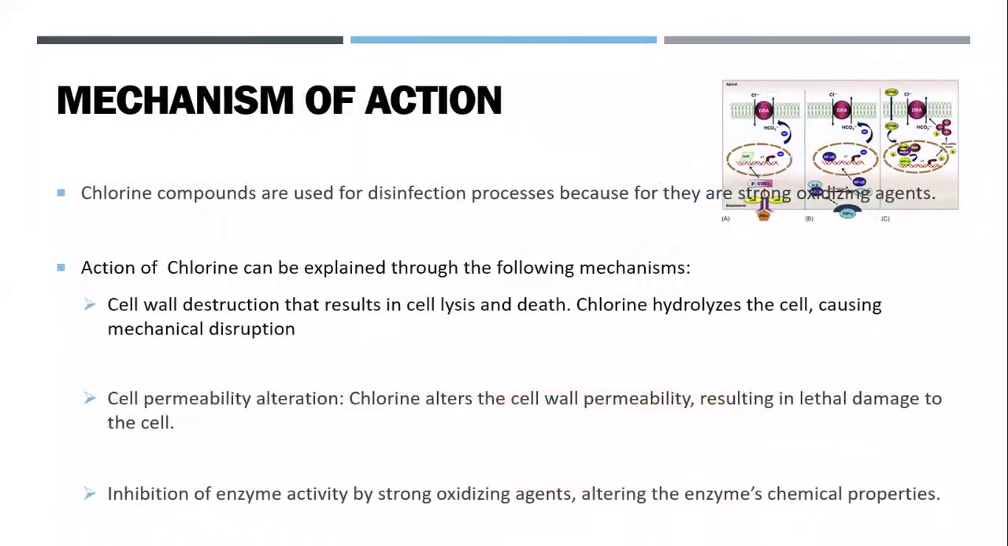Mechanism of action. So chlorine compounds are used for the disinfection process because they are strong oxidizing agents. Action of chlorine can be explained through the following mechanisms. First one is cell wall destruction that results in cell lysis and death. Chlorine hydrolyzes the cell, causing mechanical disruption. The second is cell permeability alteration. Chlorine alters the cell wall permeability, resulting in lethal damage to the cell. And the third is inhibition of enzyme activity by a strong oxidizing agent, altering the enzyme's chemical properties.